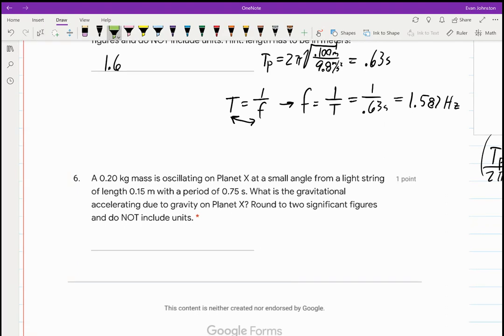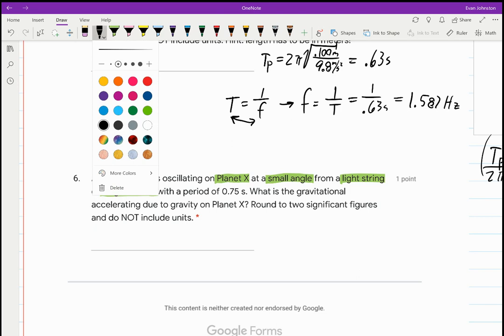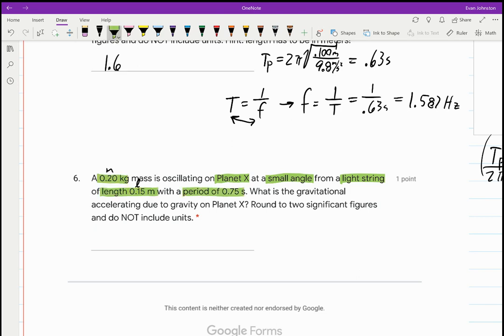So now our last one here. We have this 0.2 kilogram mass oscillating on planet X. Whoa, we're on a new planet. We have a small angle. We got some light string still. We're given the length. Ooh, it's even in meters, so that's nice. A little less converting. And we're told the period. What is gravitational acceleration due to gravity? Well, that's kind of redundant sounding, but okay. Gravitational acceleration on planet X.